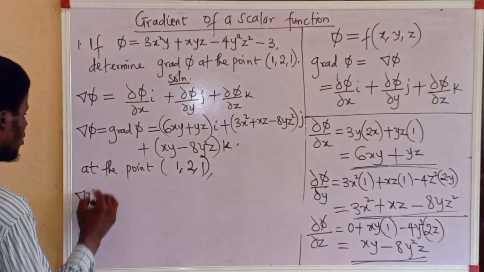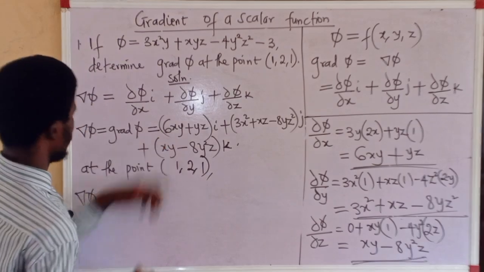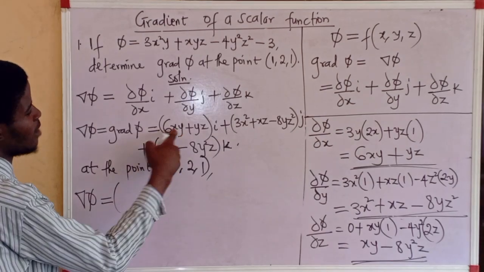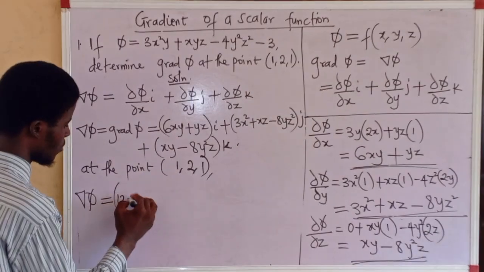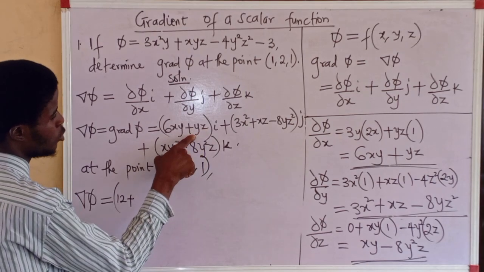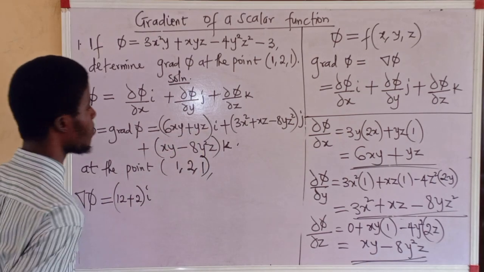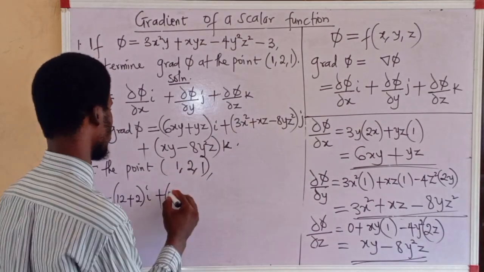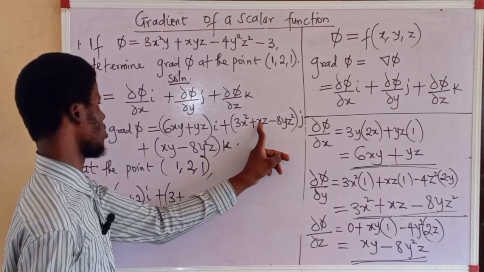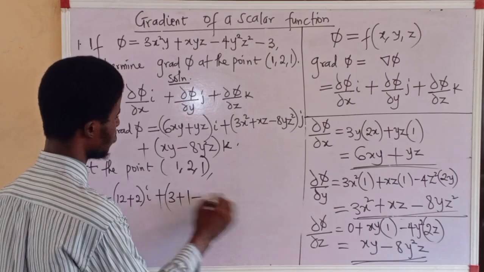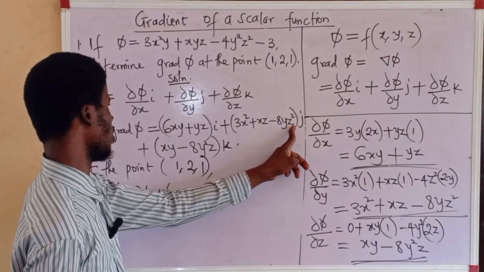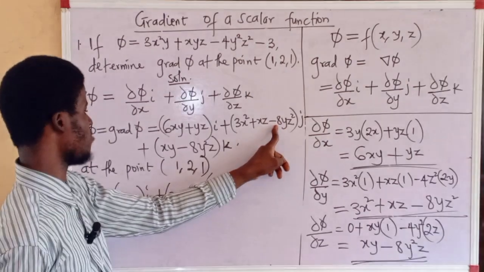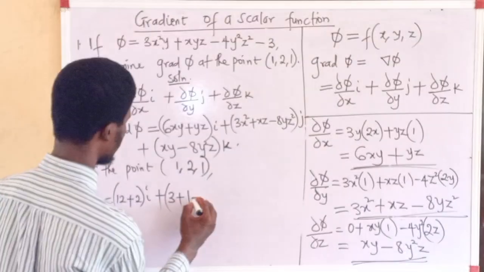So the grad of phi is equal to this. We have 6. Okay, x is 1, y is 2. 6 times 1 times 2 is 12. y is 2, z is 1. 2 times 1 is 2. Plus x is 1, so 3 times 1 squared is 3. x is 1, z is 1. 1 times 1 is 1. y is 2, z is 1. So z squared, 1 squared is 1. Times 2 is 2. Times minus 8 is minus 16.